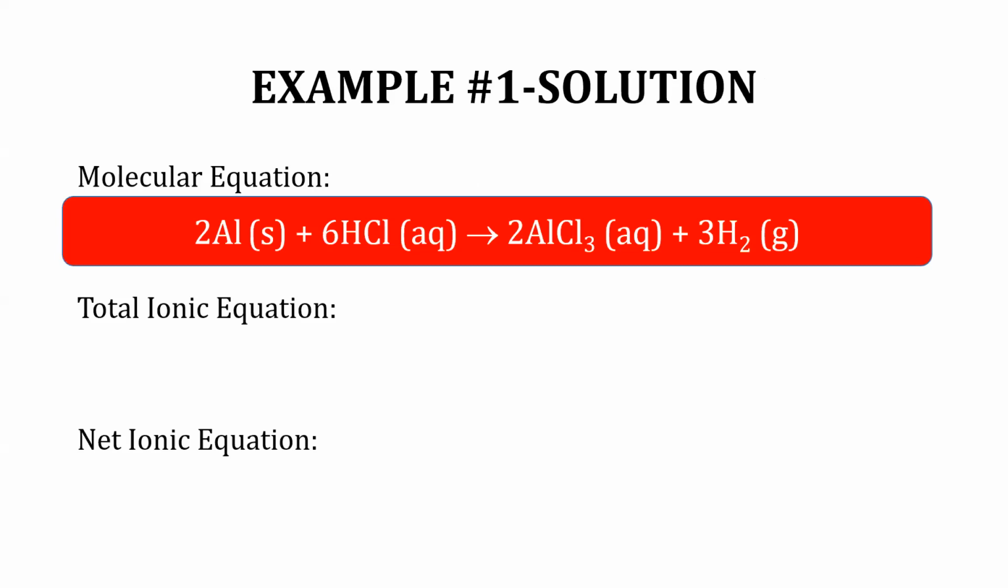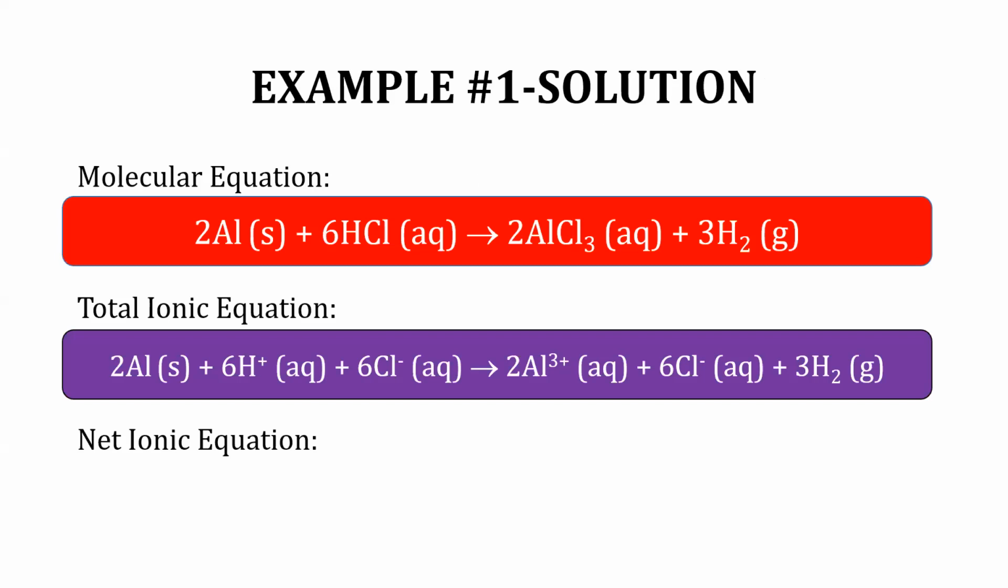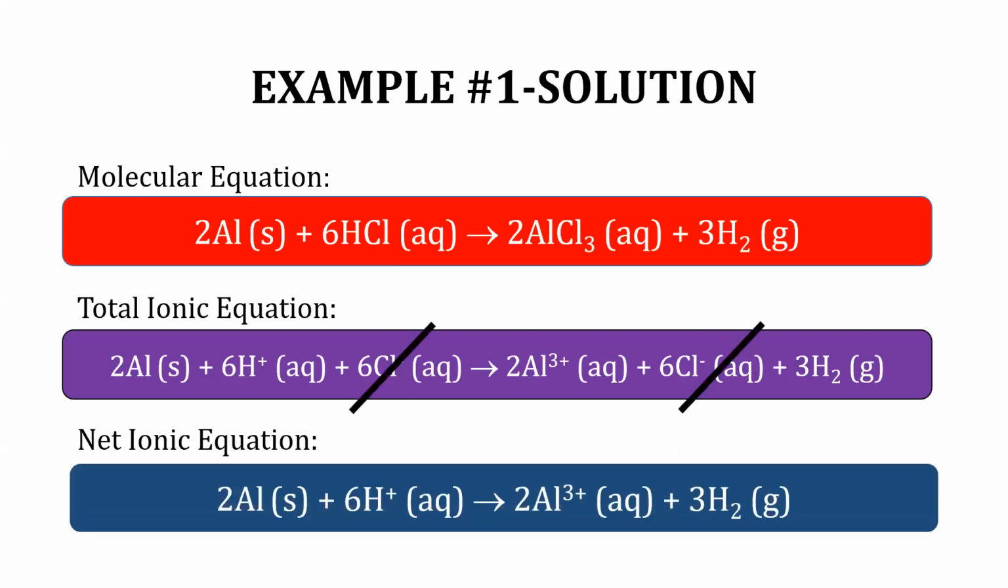The total ionic equation is 2 solid Al plus 6 H+ along with 6 Cl- forms 2 Al3+ along with 6 Cl- plus 3 gaseous H2. The net ionic equation is, after removing the spectator ion of Cl-, 2 solid Al plus 6 H+ forms 2 Al3+ along with 3 gas H2.